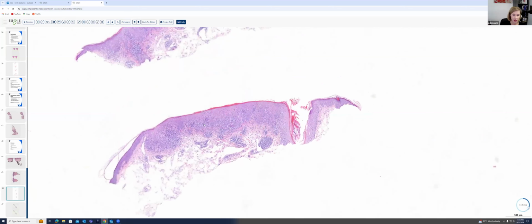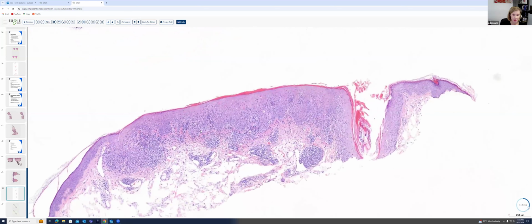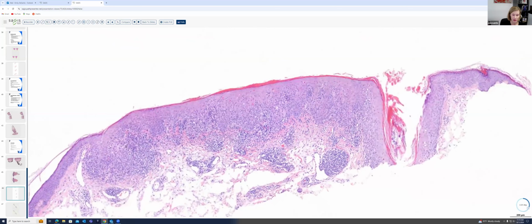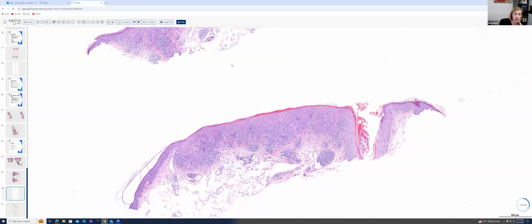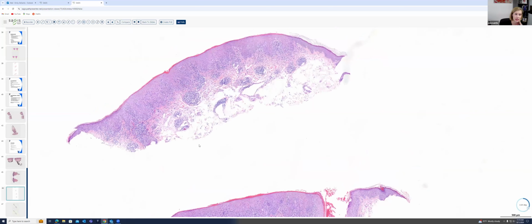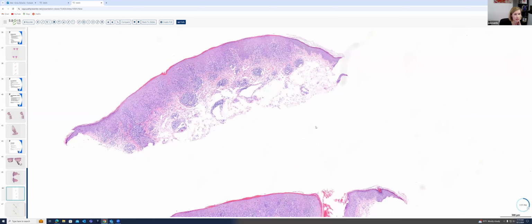It's hard to even really appreciate the sawtooth ridges until we go higher. And as we do go to higher power, we see an infiltrate composed predominantly of lymphocytes and several scattered dyskeratotic cells throughout the epidermis, so almost suggestive of an erythema multiforme pattern. But given our clinical impression of basal cell carcinoma, solitary lesion, has a lichenoid appearance, this is consistent with a lichenoid keratosis.